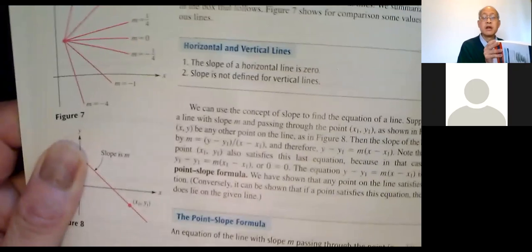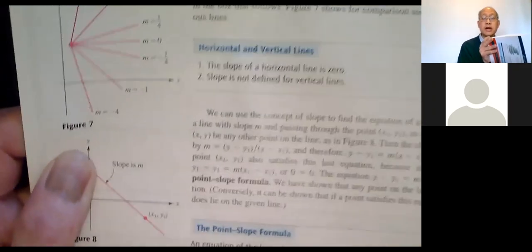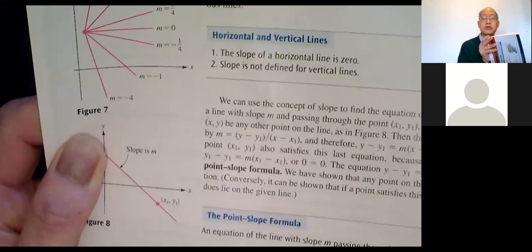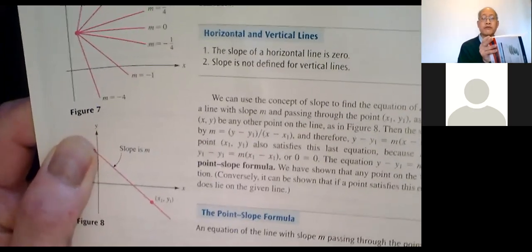Okay, page 46. Horizontal line. So number 1, the slope of a horizontal line is 0. Slope is not defined, or undefined, for vertical lines.